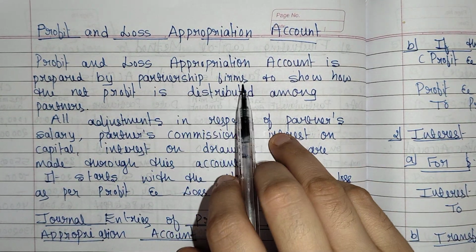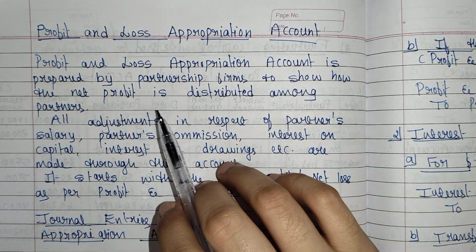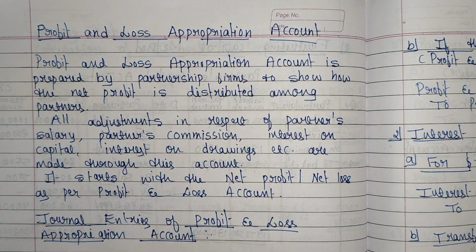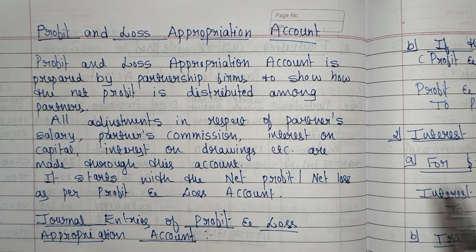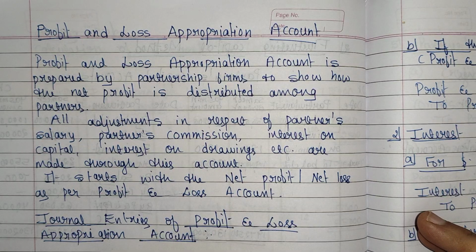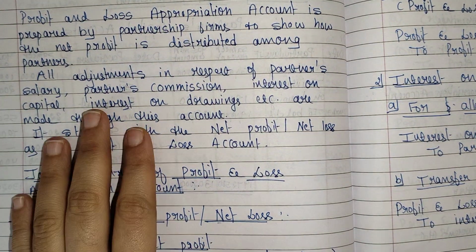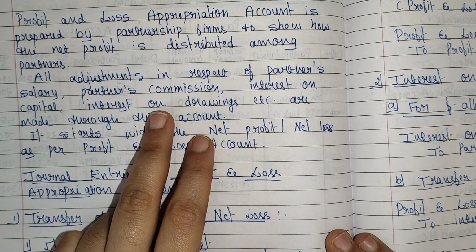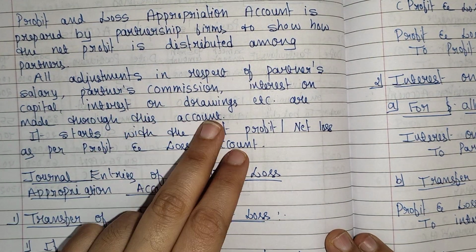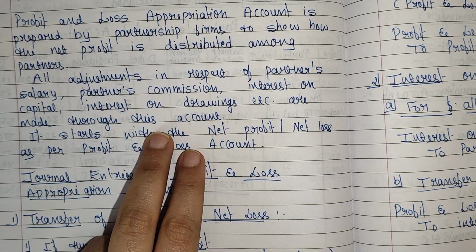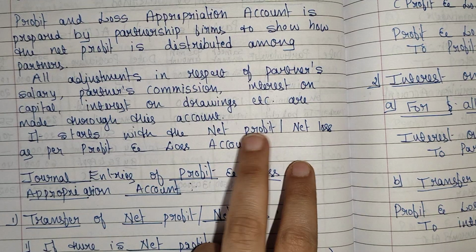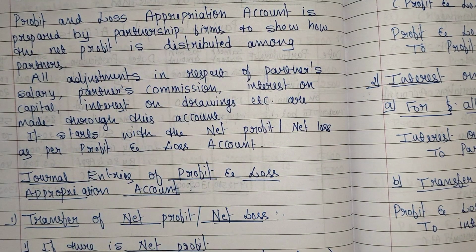It is prepared by partnership firms to show how the net profit is distributed among the partners through salary, interest on capital, interest on drawings and profit sharing ratio. Clear? All adjustments in respect of partner's salary, partner's commission, interest on capital, interest on drawings, etc. are made through this account. And it starts with net profit or net loss as per the profit and loss account. Clear?